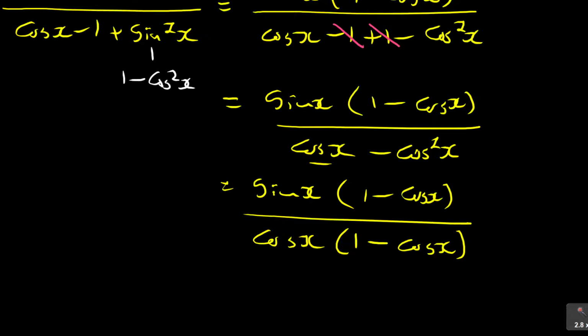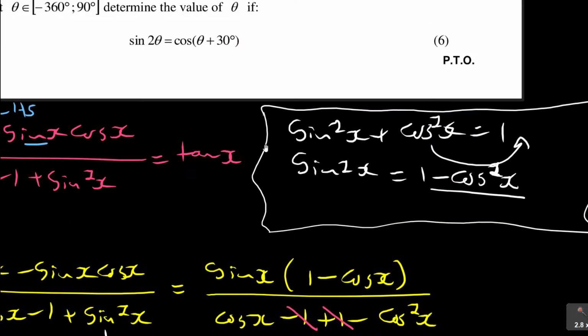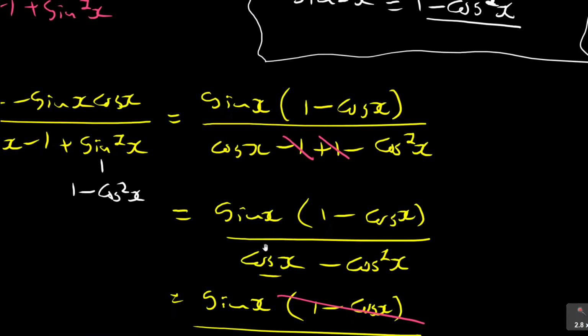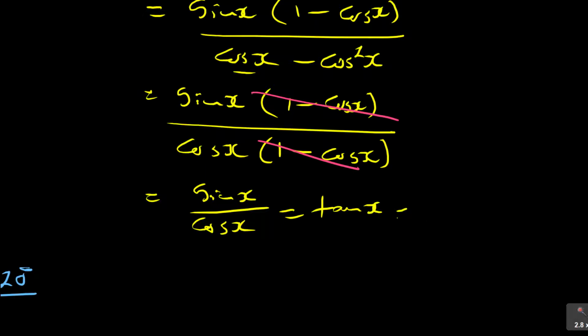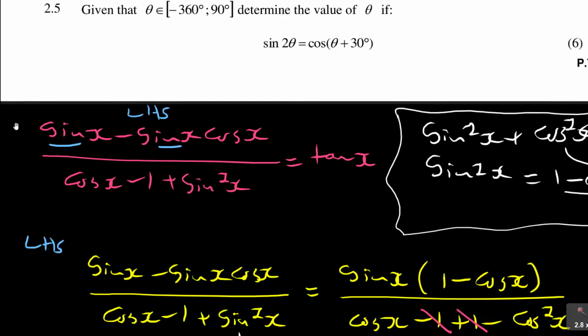Look at this, very simple, guys. This goes, that goes. So what do I have? I now have sine x over cos x. Now what is sine over cos? It is equal to tan x. And they said, prove that this thing is equal to tan x. Then you continue and say, which is equal to the right hand side. Proven. Done. It's not much difficult, but yeah, that's it, guys.